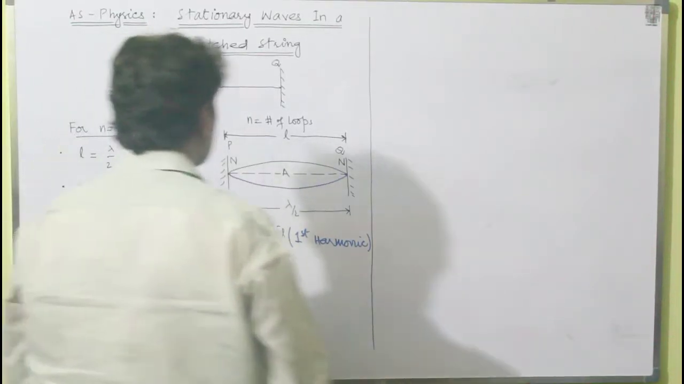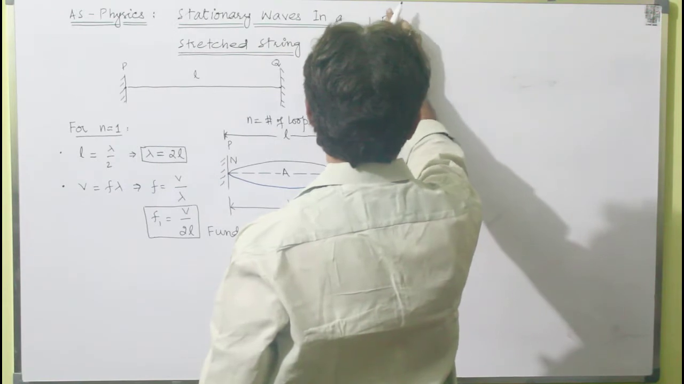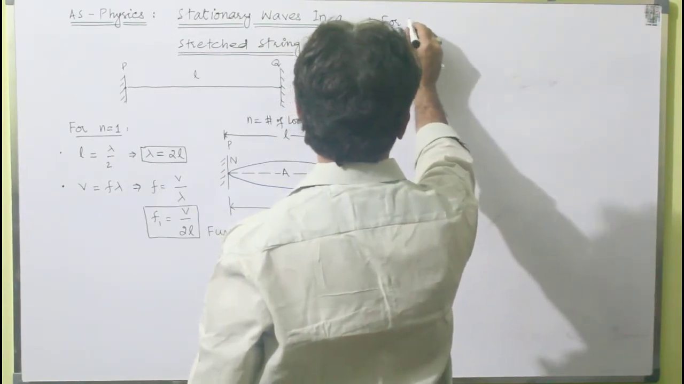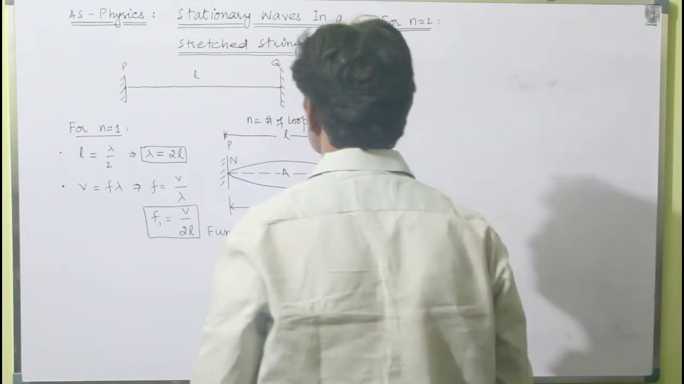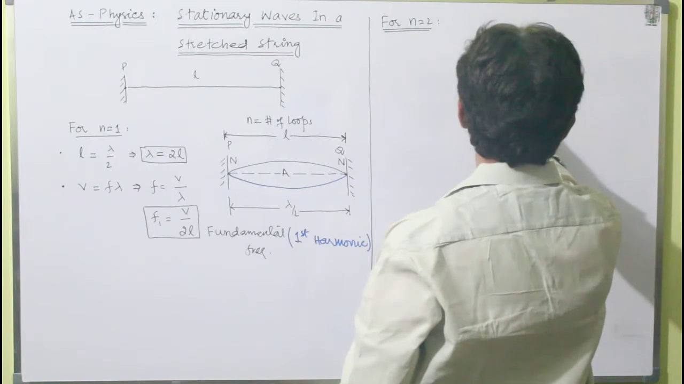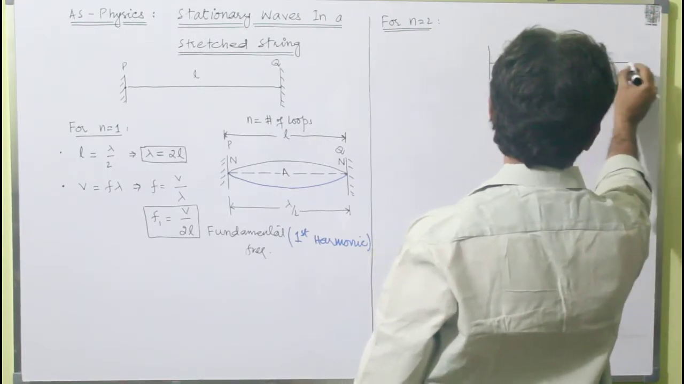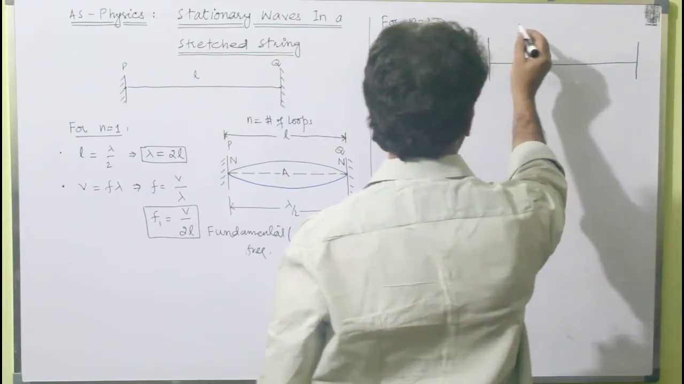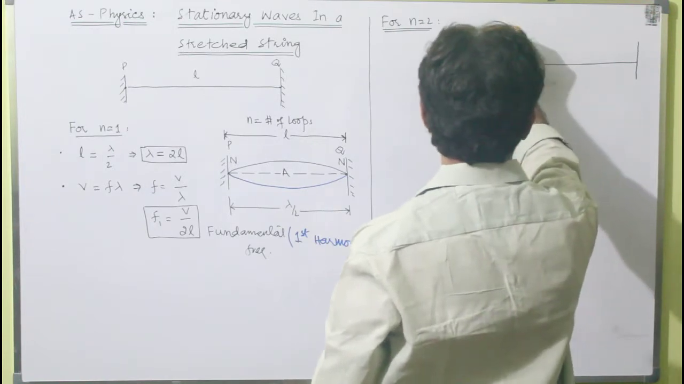Now students, we will go for the two number of loops. For example, for n is equal to 2, to generate the two loops, we will pluck the string from a different position, as we plucked the string in the first diagram for the one number of loop.